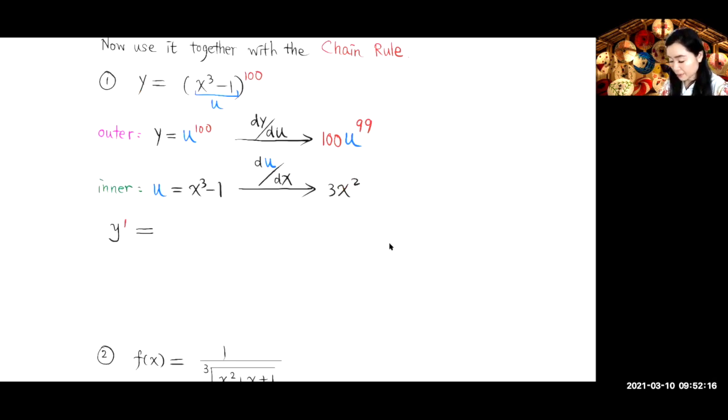So we'll have 100. The u here, remember, leave this inside alone. So the u here is x cubed minus 1. Leave it there, and now to the 99 power. Multiply with the derivative of the inner function, which is 3x squared. Now you simplify it.